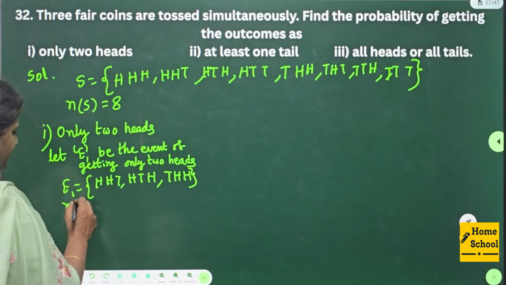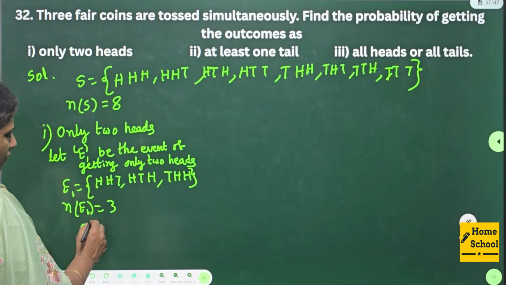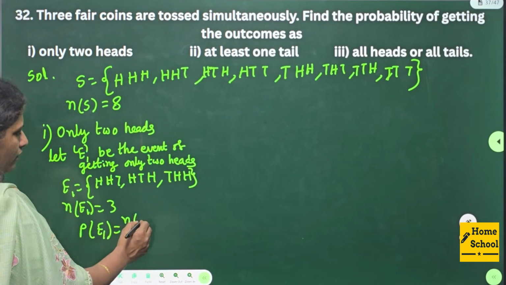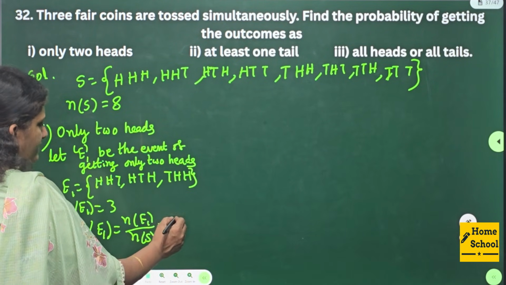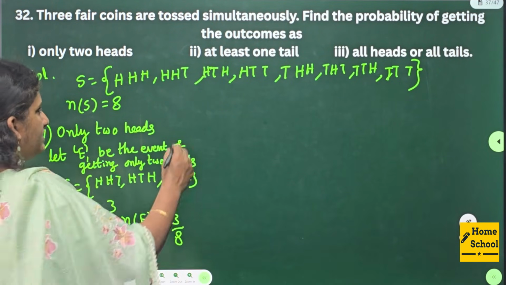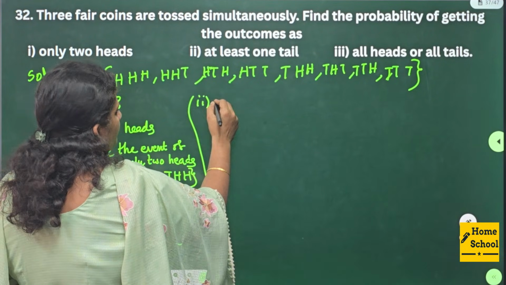Number of these events, N of E1 equal to 3. Probability of getting this event formula, P of E1 equal to N of E1 by N of S. That is 3 by 8 is your first answer. Similarly, let's move to the second one.